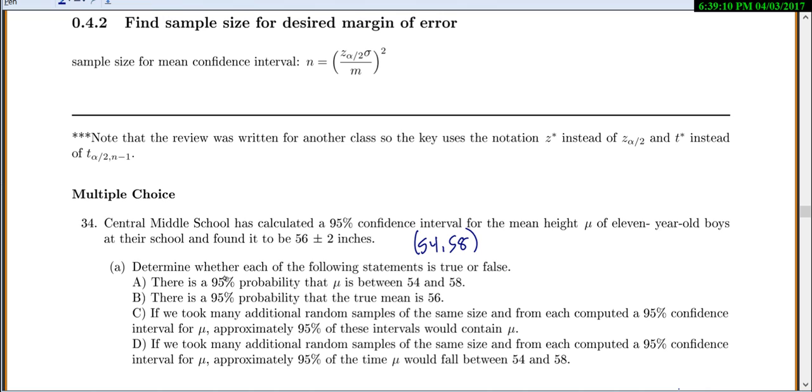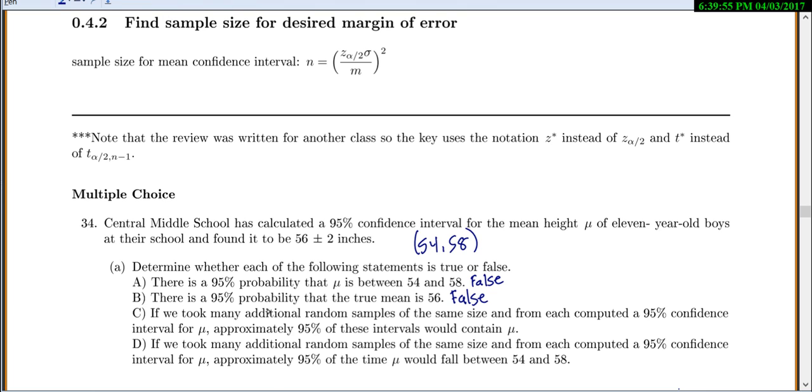So A. Now there will be things like this on the exam because I want you to understand the meaning. There's a 95% probability that mu is between 54 and 58. This one would be false. Remember, our true mean mu is a fixed value. It's not changing. If you had all the information, you could find it. So you can't talk about a probability for mu. Anytime you see probability for mu, you know that it's going to be wrong. B: There's a 95% probability that the true mean is 56. Well, that's almost the exact same thing. It's still saying a 95% probability for the true mean mu, so that would be false.